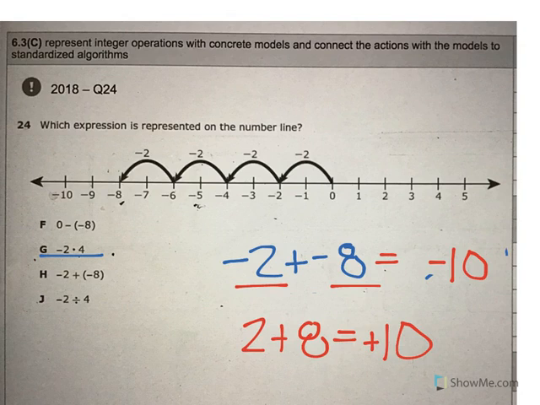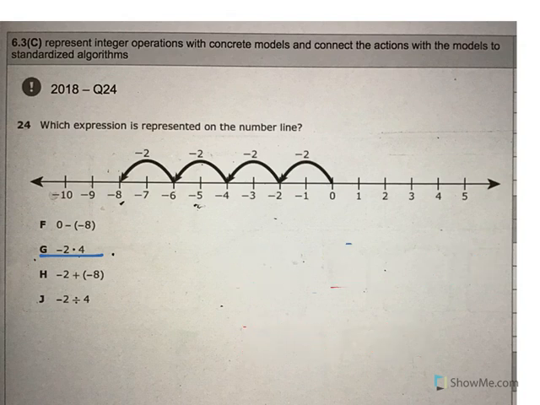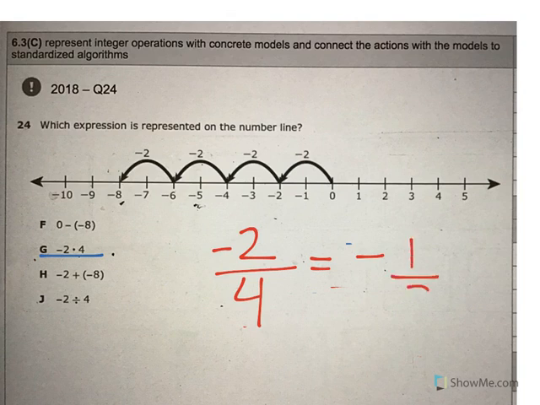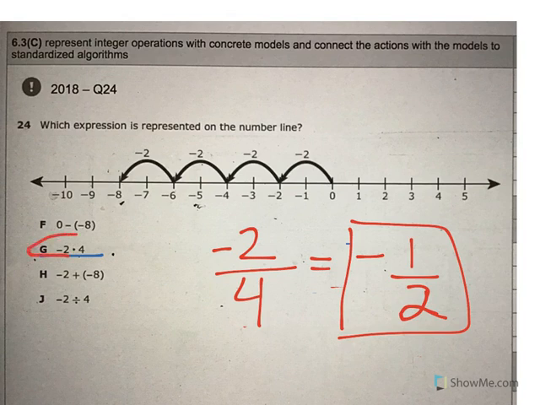What about J? So I'm going to erase this. Let's look at J. -2 divided by 4, and I'm going to write it like this because a fraction bar is the same thing as a division bar. First of all, a negative divided by a positive is a negative, and then 2 divided by 4 is 0.5, or we can keep it as a fraction, -1/2. Obviously, it's not the same thing as -8. So our only answer here was G. Why is it G? Because notice I have 4 groups of -2, so the answer is G.